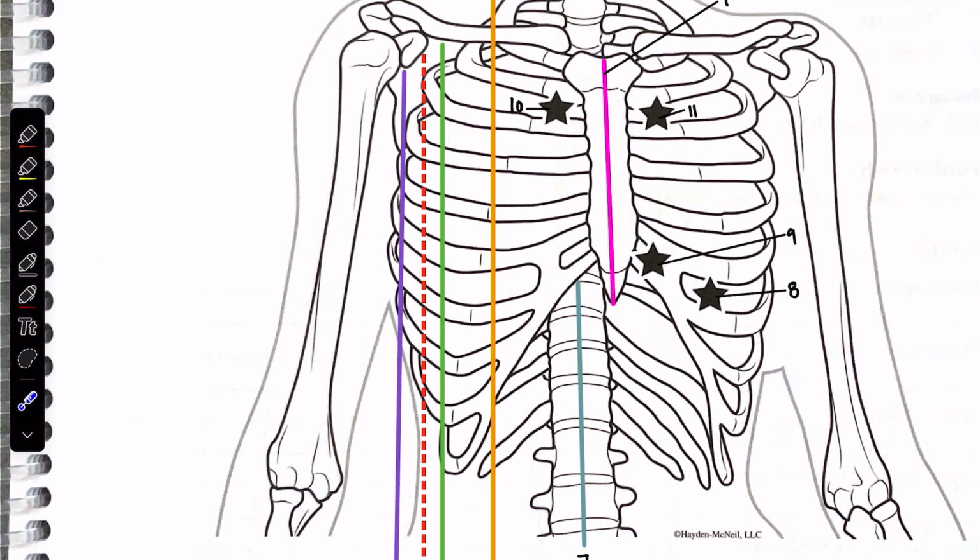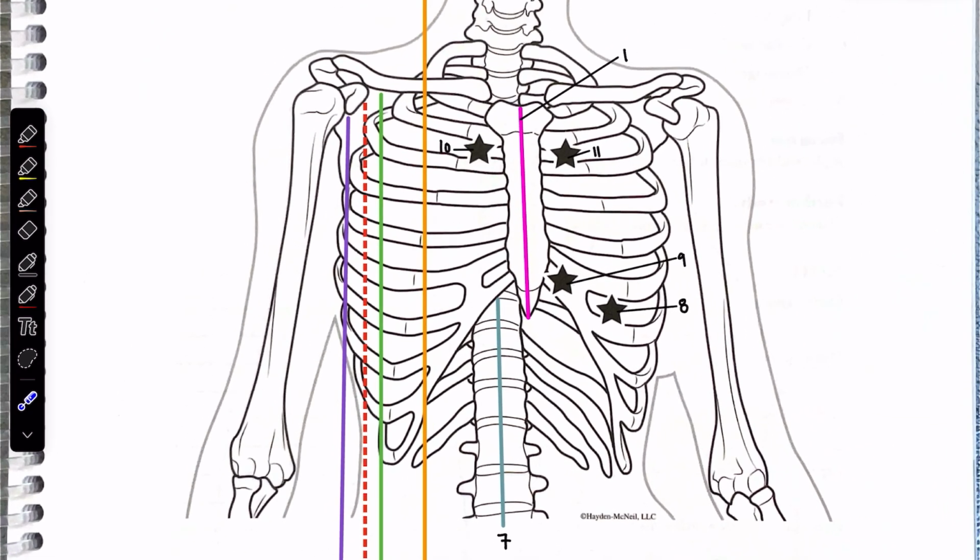Number 10, that's going to be our aortic semilunar valve, which is right there. It is going to be in the 2nd intercostal space on the right side at the sternal border. Number 11, that's going to be our pulmonary semilunar valve area, and it's going to be in the 2nd intercostal space on the upper left.